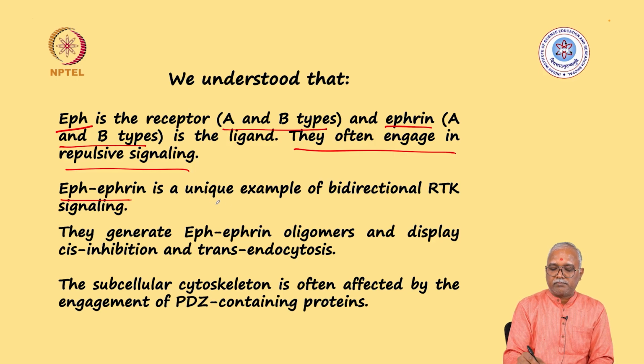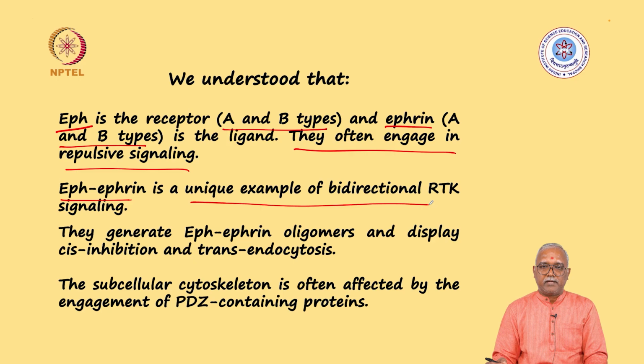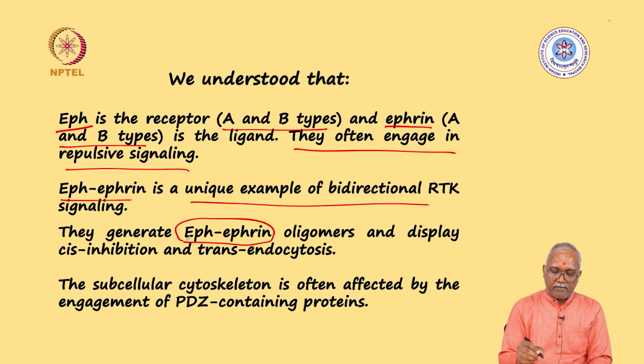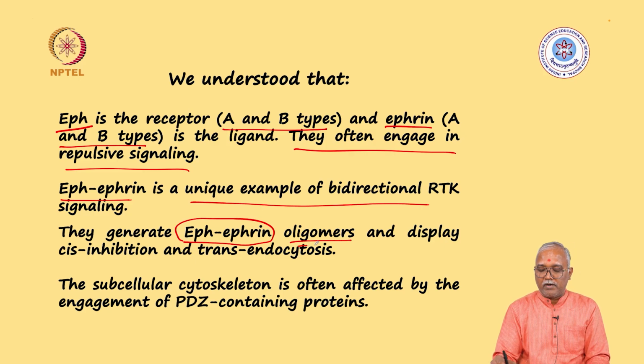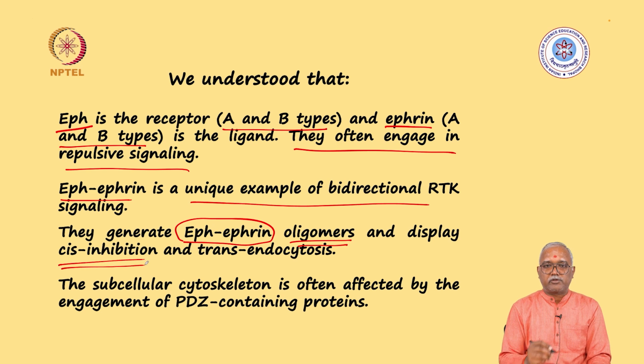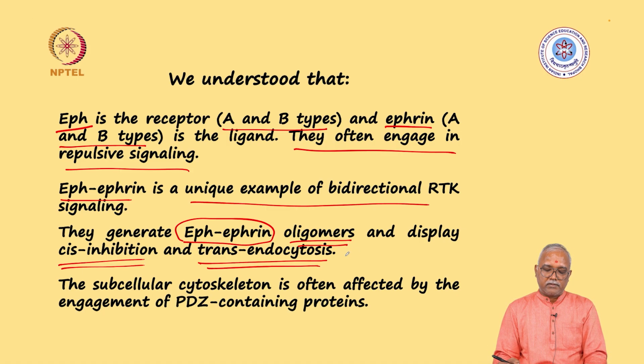EPH Ephrin is presenting a unique example of bidirectional signaling in case of receptor tyrosine kinase signaling. The complex of the receptor and the ligand, they form oligomers. They also show cis inhibition because of the presence of the same ligand on the same cell surface, and culmination of signaling by this transendocytosis process. Further, here you will see that cytoskeletal rearrangement is required so that cells can go back, not going into the productive engagement. They move away, they remain away from the contact zone, and so on.